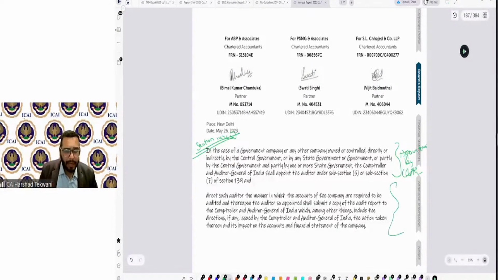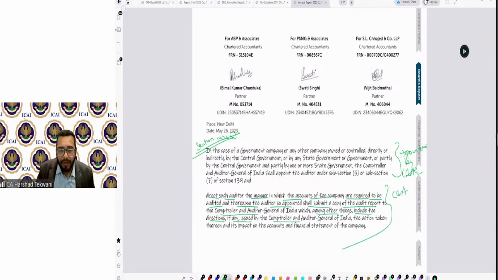But the second part talks about directing such auditor on the manner in which the accounts are required to be audited, and thereupon the auditor so appointed shall submit a copy of the report to the CAG. Among other things, it includes the directions, if any, issued by the CAG. So CAG will direct the auditor to audit specific areas.